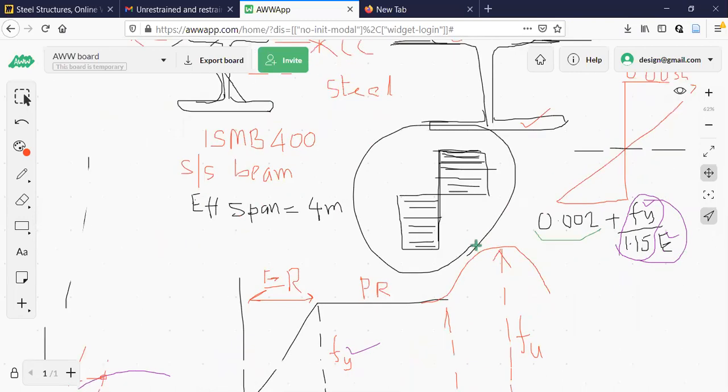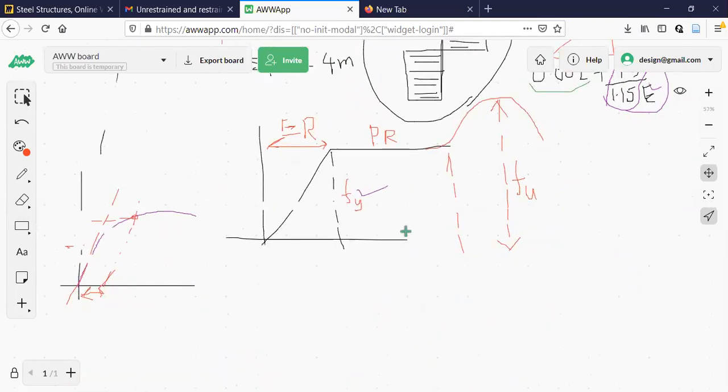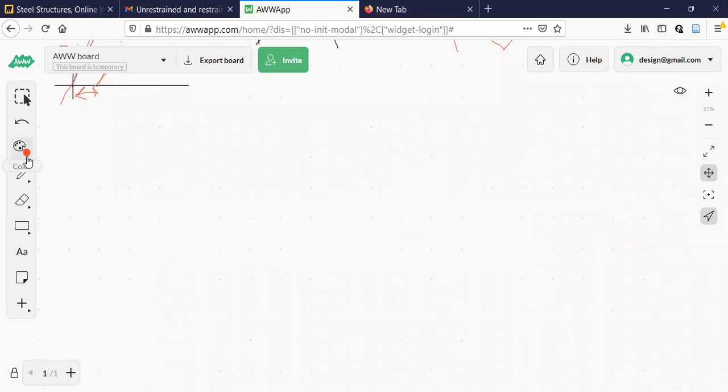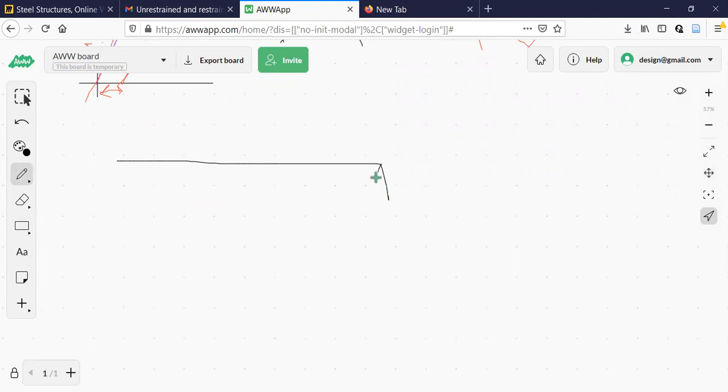In a more simple way, observe here. The problem is like this. If you can get it now, you need to thank the person who has taught you steel structures. See this one, let us say 5 meter. My question is, what is the moment carrying capacity of this I section? Dimensions are given, everything is given. Only the span is given to you.